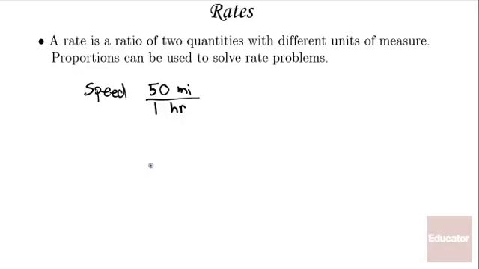Maybe jeans are on sale and they're 2 pairs for $70. I could say that the sale is 2 pairs of jeans for $70. And the same way we handle other proportions, by using cross products, we can also apply that to rates.